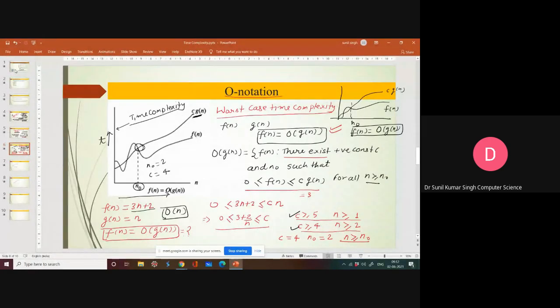Right? Okay, sir. If you are going to take C equal to 5 and n naught equal to 1, it holds the condition. So there exists, yes, there exists for any value of n. There must be some positive value of C for which this condition must hold.